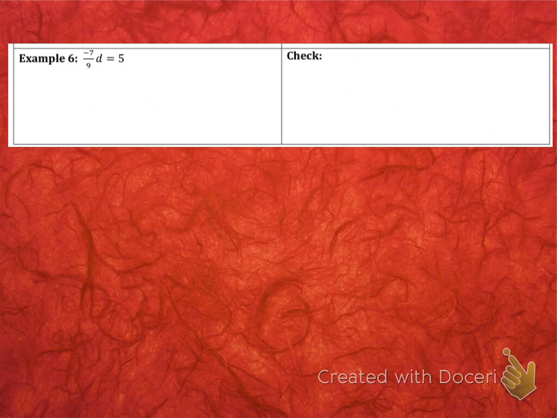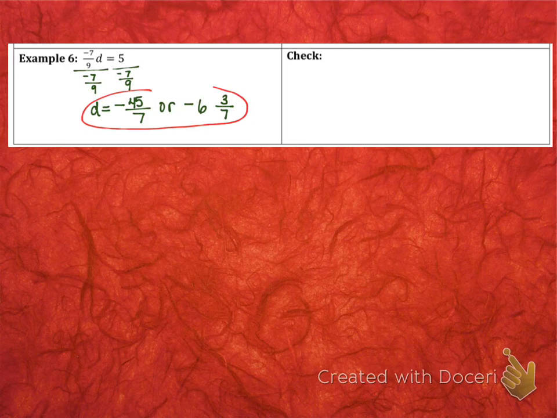Try example 6 for me on your own. You should be getting a final answer of negative 45/7 or negative 6 3/7. Try the check. Using the fraction capabilities on your calculator, you're going to multiply negative 7/9 times negative 45/7, and when you hit equals, you should be getting 5.